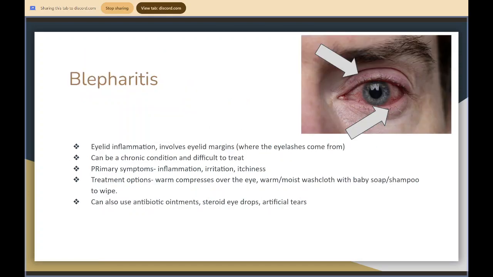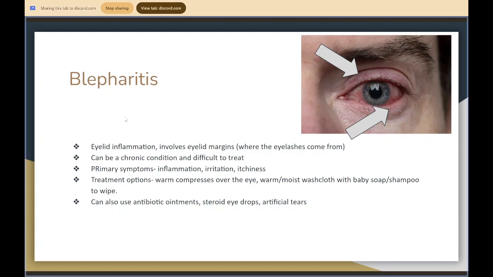All right, moving on to blepharitis. Blepharitis is eyelid inflammation, and I just want to draw your attention to the picture. I know the eye is red, but if you look at the actual eyelid, on the bottom lid, you can see some of the eyelashes are missing. And on the top, you can see the redness is not just on the margin, but it's starting to go backwards or higher up. And this is where the eyelashes come from.